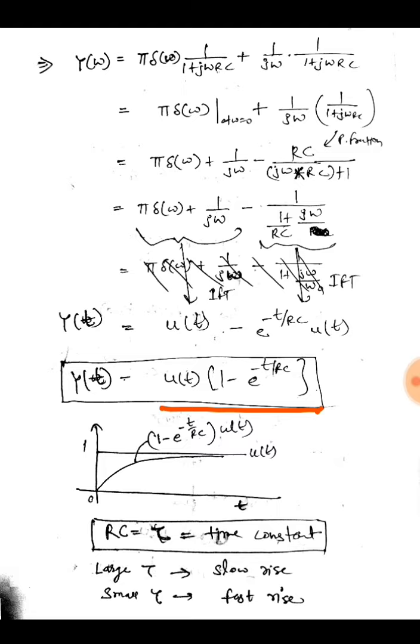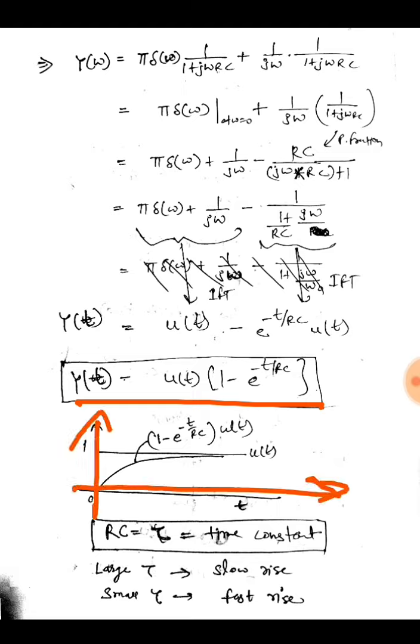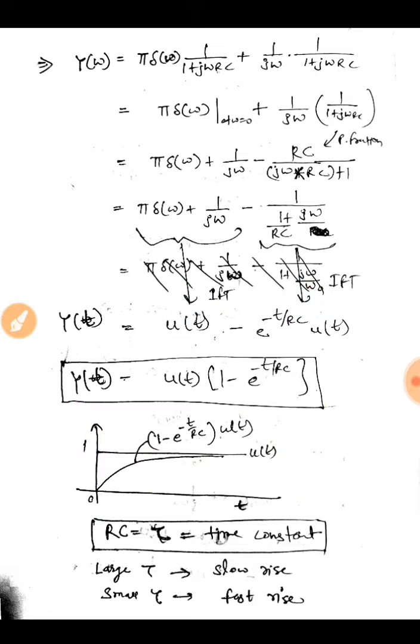Okay, so if I draw this output function, this is the magnitude, this is the time, and this is the maximum value 1 at t equal to infinity, that is the steady state value. So the function would start rising from t equal to 0 and becomes 1 at infinity, so it would come out like this. So this is our function (1 minus e raised to power minus t upon RC) u(t), and this is the unit step input function.